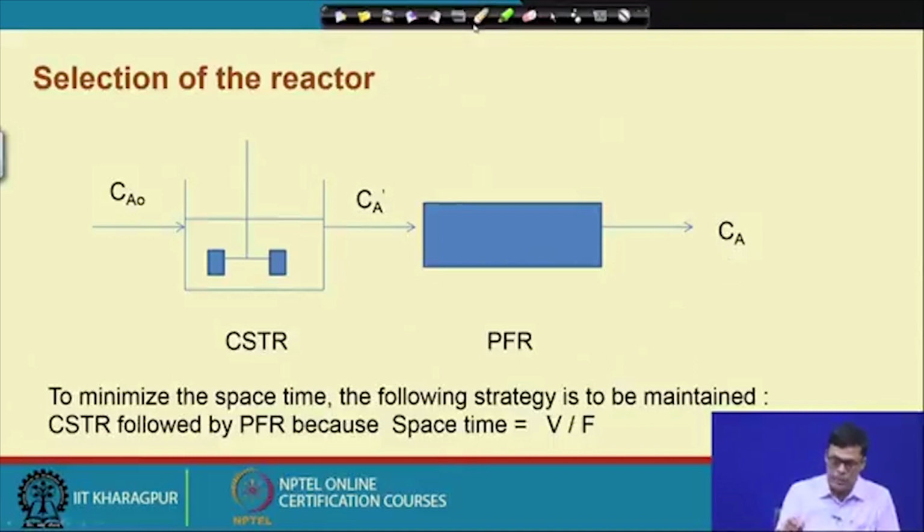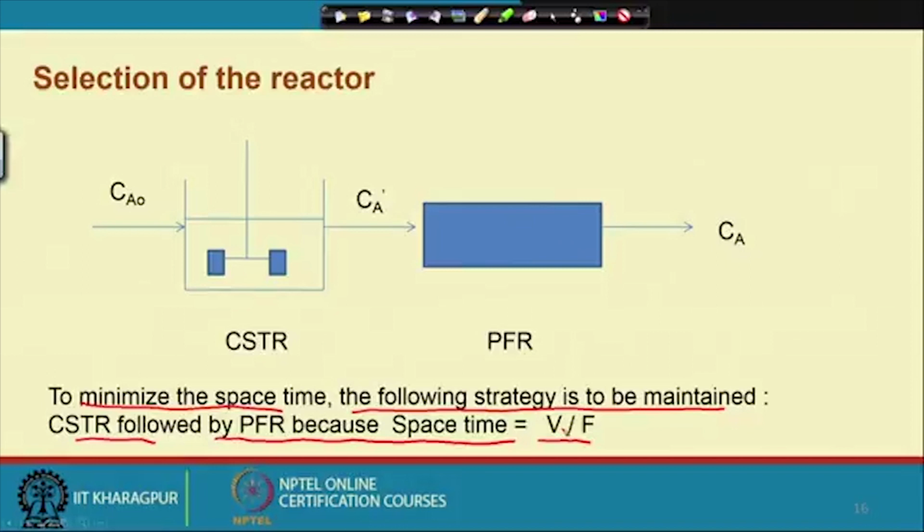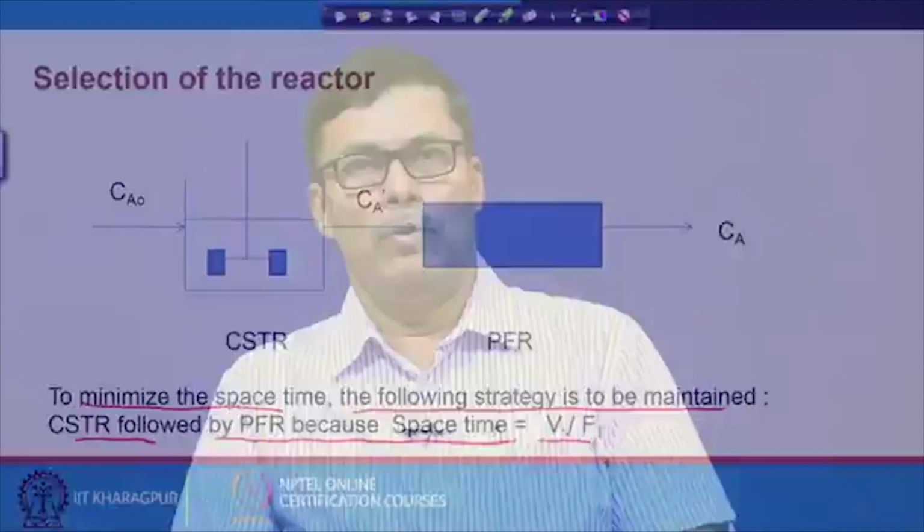So, what I have written here: to minimize the space time, the following strategy is to be maintained: the CSTR followed by the plug flow reactor, because the space time is equal to V by F. If the overall space time is reduced in the particular reaction, then the volume of the reactor will be very less, and if the volume of the reactor is less, the cost involved in the process is less. This is how we can select the reactor.